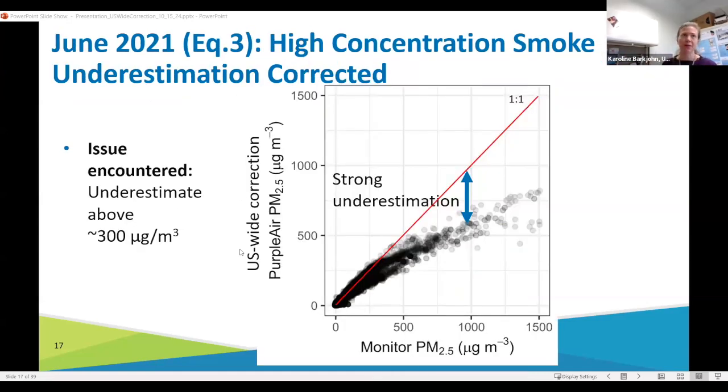And so then we continued evaluating this correction, and we saw some extreme smoke. You see here, the monitor is reading up to 1,500 micrograms per meter cubed. So this is during some of the major wildfire smoke events, primarily in the western United States. And so we see this strong underestimation from the sensors above about 300 micrograms.